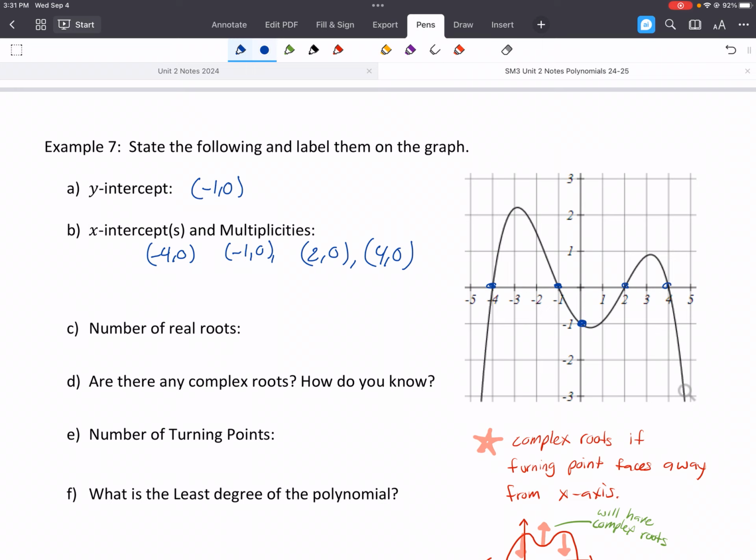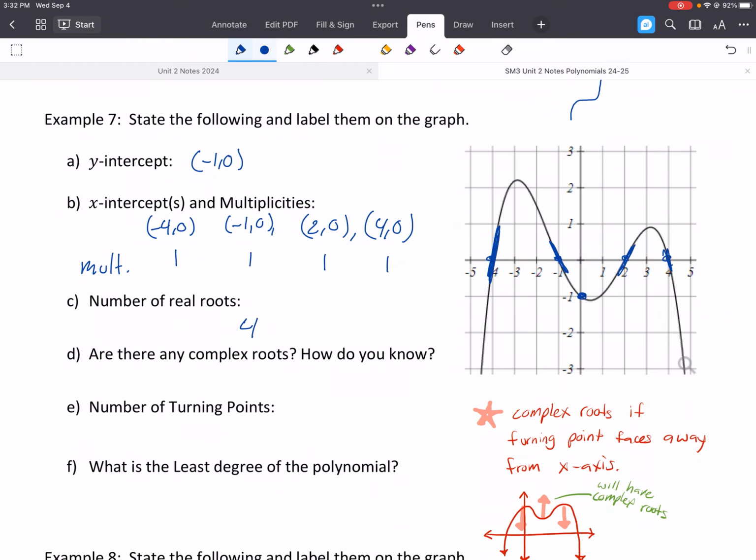And then their multiplicities. So how would you know if it's a multiplicity of 1 or 2 or 3? Again, if it's even, it's got to bounce. So none of these are bouncing. And if the multiplicity was 3 or 5, it would be more like this, if you can see that. It's going to kind of curve a little bit and then start going back up. So if it basically goes straight through these points, it would be a multiplicity of 1. So all of these have the same multiplicity of 1. Okay? And the number of real roots, well, those are your x-intercepts. So we have 4 of those.